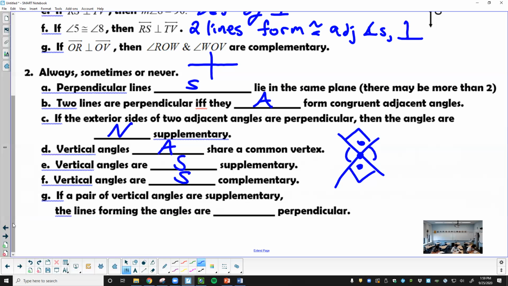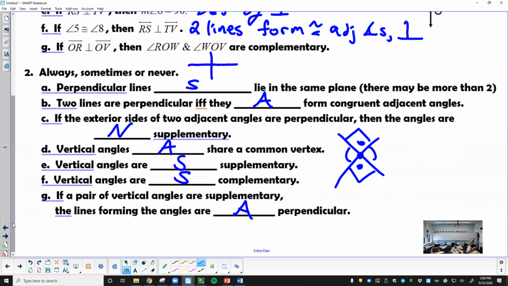A pair of vertical angles are supplementary. Well, they better be 90 then. The lines forming the angles are sometimes, always, never perpendicular. Always. Always. That's just like the diagram I have right here, right? Everybody see this? Vertical angles are 90. These lines have to be perpendicular then, right? Okay.